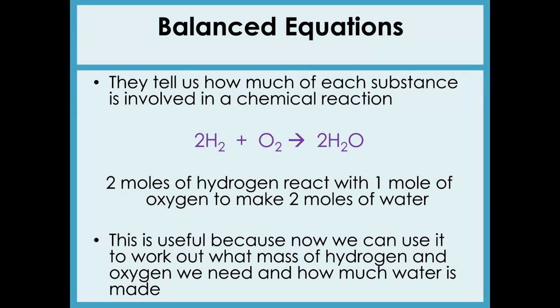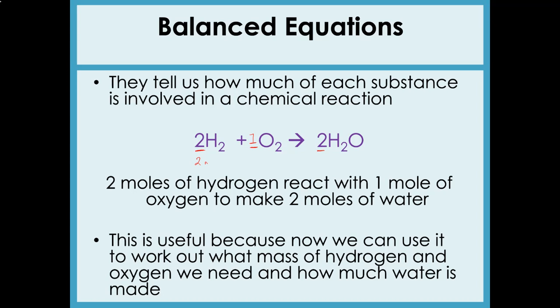So balanced equations we've met before. The balanced equation tells us how much of each substance is involved in a chemical reaction. So these numbers in front, there's a 2 there. There's no number in front of there, but that effectively means there's a 1, and there's a 2 there. So what that means is that 2 molecules of hydrogen react with 1 molecule of oxygen to give 2 molecules of water. So this gives us the ratio of these chemicals.